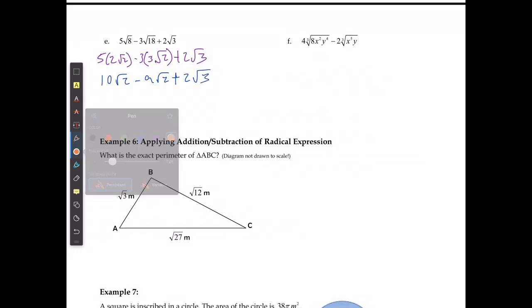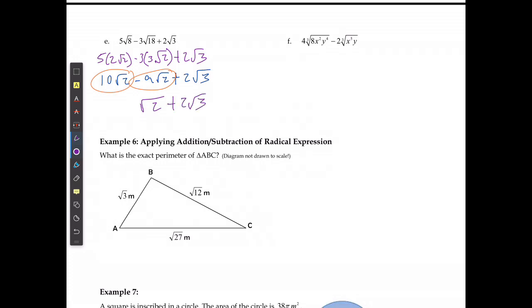And as we can see here, the root 2 and root 2 are like terms. The root 3 is not. So I can't combine that one in. It's just going to stay a separate term. And my final answer is going to be square root of 2 plus 2 root 3.